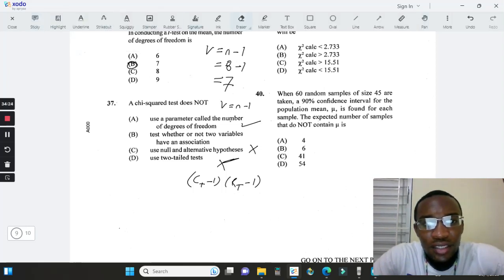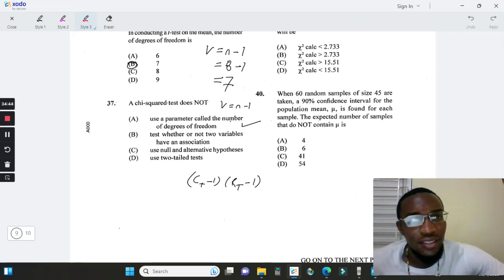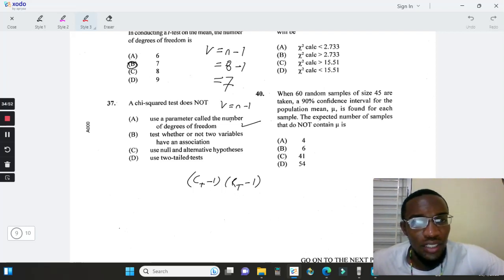It does use two-tailed test, and it tests whether or not two variables have an association. I don't like the wording of this because we do use null and alternate. A chi-square test is used with null and alternate, and we do use it for two-tailed tests.